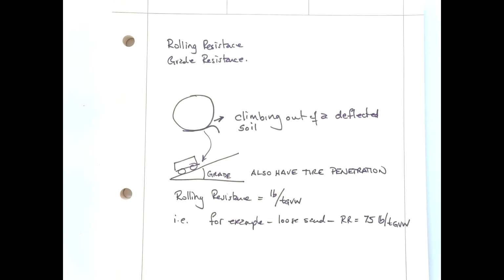Alright, so I'm not quite sure where we ran out, so we're just going to start assuming that we got a little bit. We had talked about rolling versus grade resistance. Rolling resistance is when the tire penetrates into the soil and deflects on its own, so it's perpetually climbing out of a hole. Grade resistance is when you're going up or down a slope.